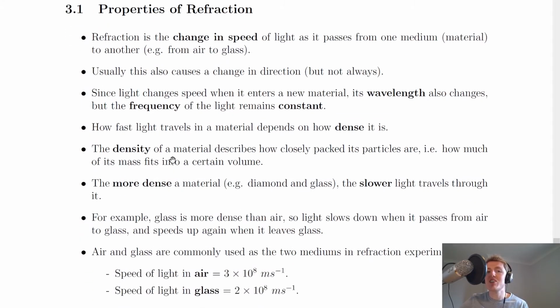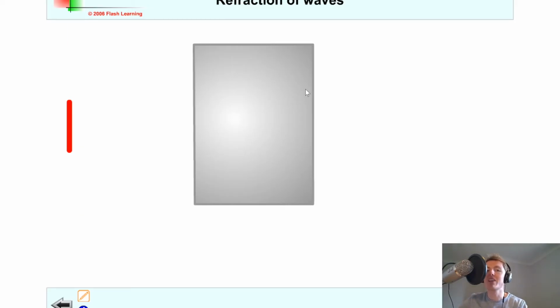Since light changes speed when it enters a new material, its wavelength will also change, but the frequency of the light remains constant. To demonstrate the wavelength and the speed changing, let me show you a little animation. We've got a rectangular glass block and we've got light that will be coming in towards the block.